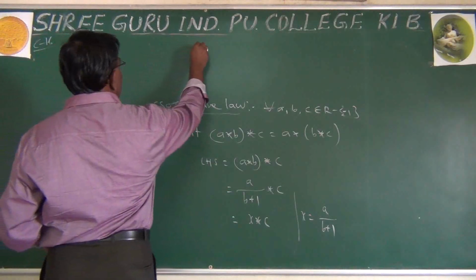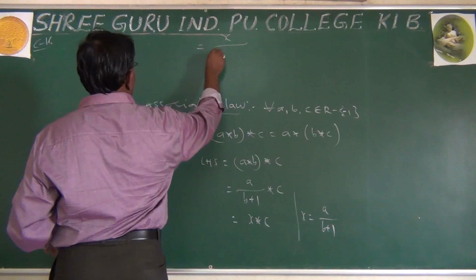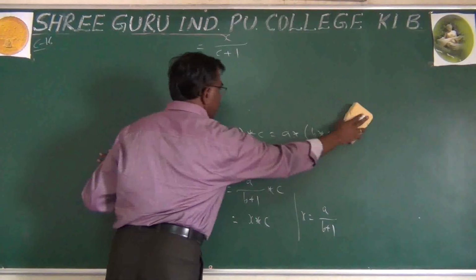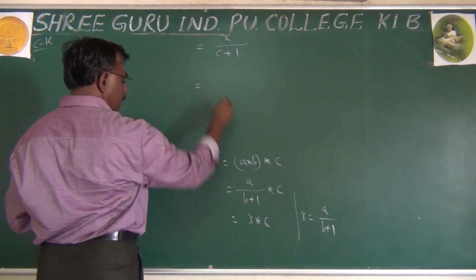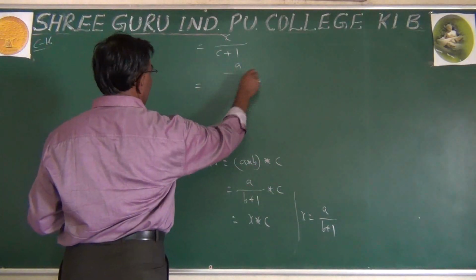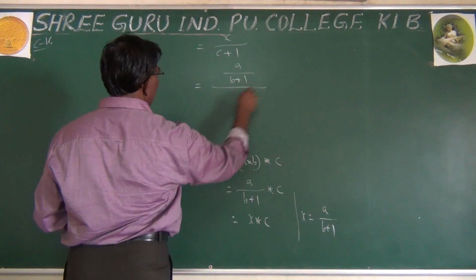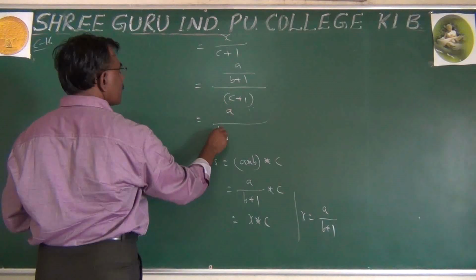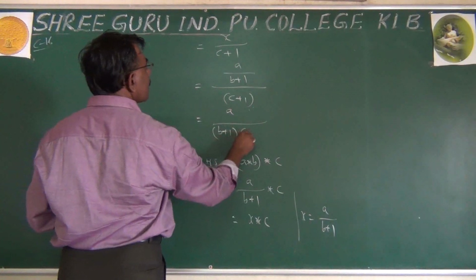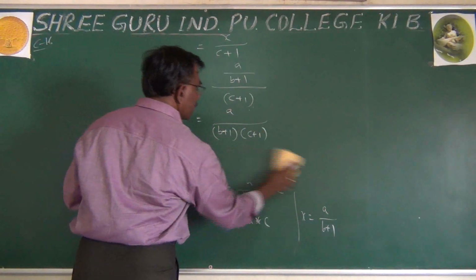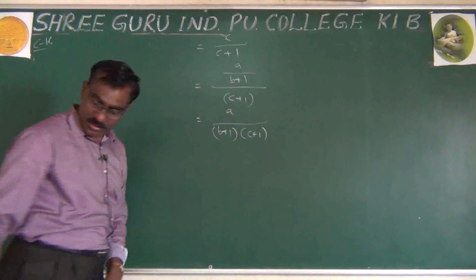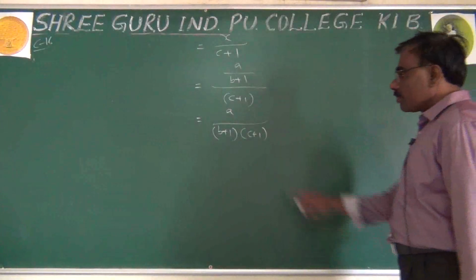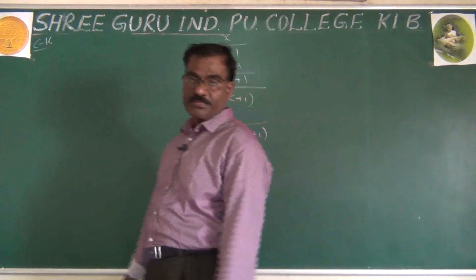What is x star c? x divided by c plus 1. With x value a by b plus 1, divided by c plus 1, so multiply these two: a by b plus 1 into c plus 1. So this is the left side. The left side answer is a by b plus 1 into c plus 1.